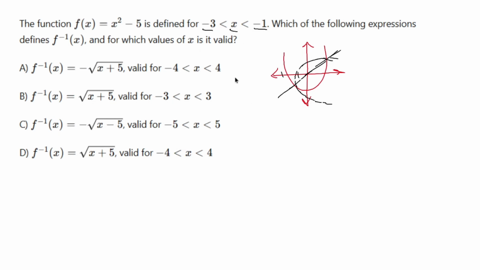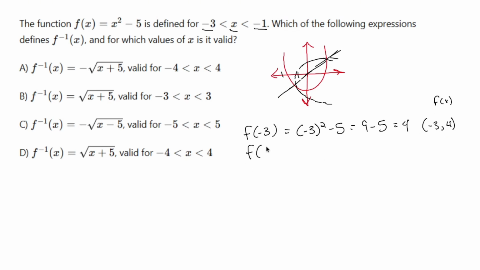So let's go to f of x and see what happens at negative 3 and at negative 1. So f of negative 3 is going to be negative 3 squared minus 5. Negative 3 squared is 9. 9 minus 5 is 4. So f of negative 3 is 4. That gives us a point on the f of x function of negative 3, positive 4. I'll explain why that matters in a little bit.